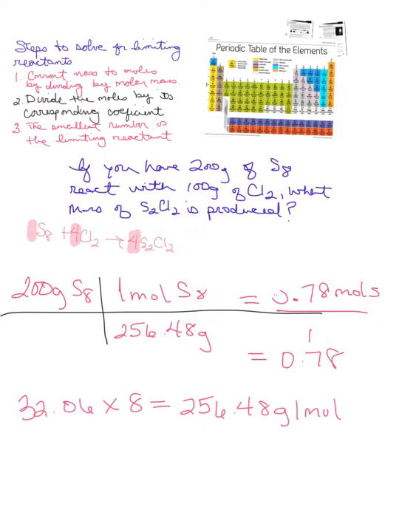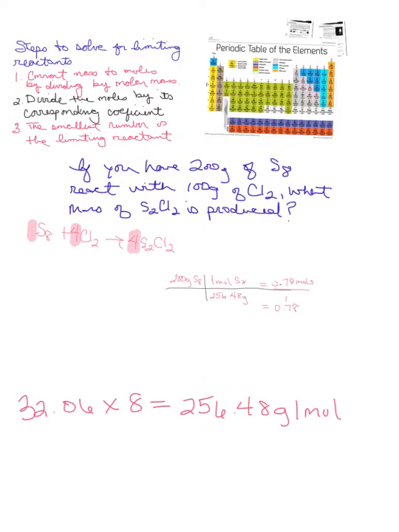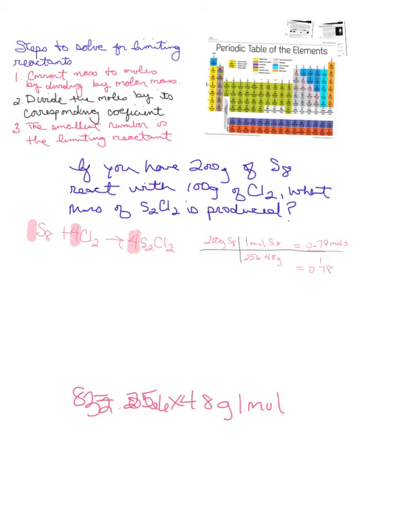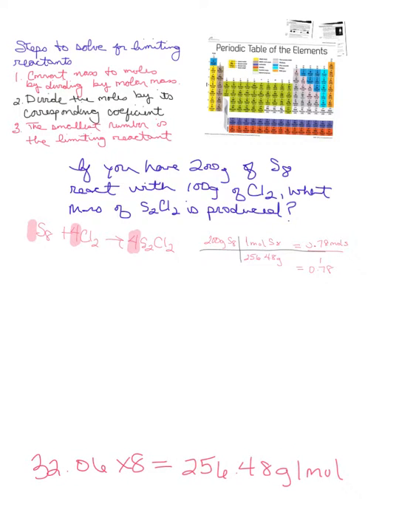Now this number has no units. We're just looking for a number so that we can compare to chlorine. And we're looking for the smallest number to determine if cyclooctasulfur is my limiting reagent or if chlorine is my limiting reagent for this problem. So I solve for my sulfur, I'm going to minimize this, and now I'm going to calculate for my chlorine.